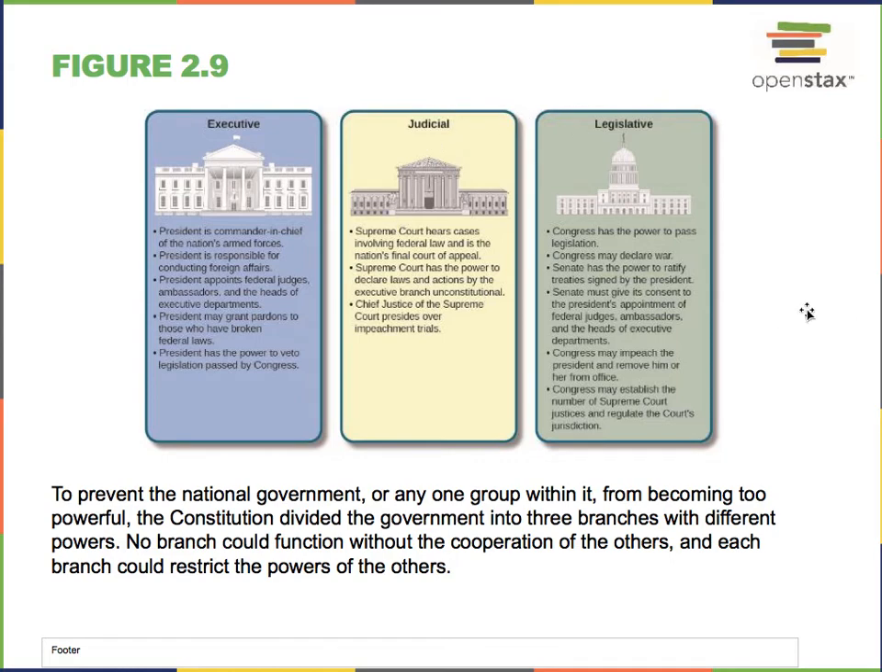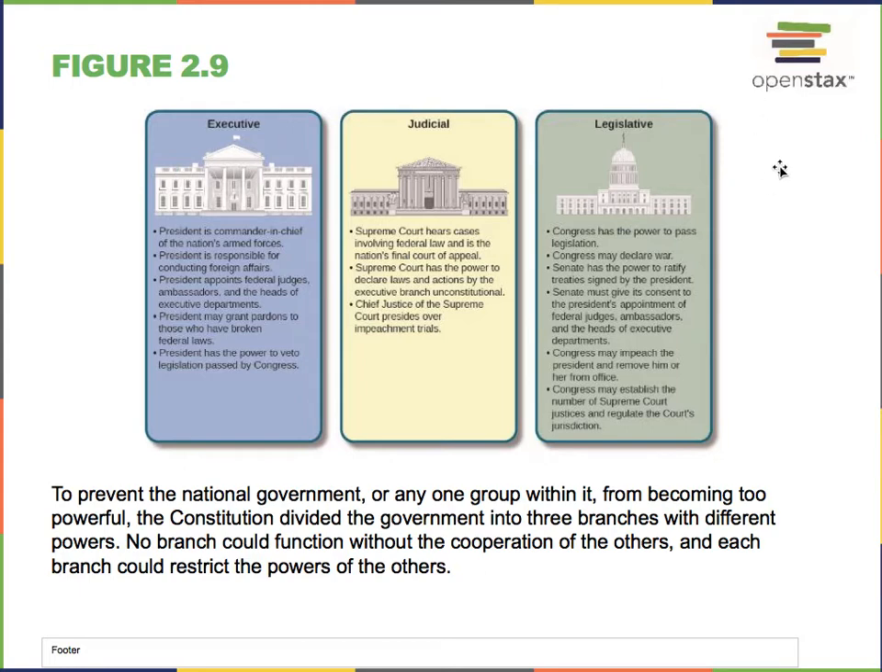Let's move to the judicial. It's topped off by the Supreme Court, which hears cases involving federal law and is a nation's final court of appeal. The Supreme Court has the power to declare laws and actions by the executive branch unconstitutional. So they can put a check from the judicial back on the executive. So the executive has checks on these two, judicial can check the executive, and the Chief Justice of the Supreme Court presides over impeachment trials, which are handled in the legislative, so they have a check over here, and they can determine certain policy to be unconstitutional. So the judicial checks on this legislative and on this executive.